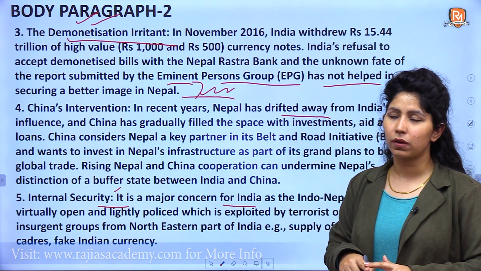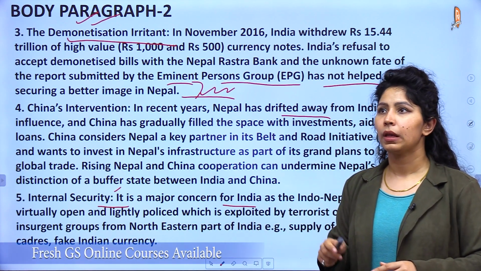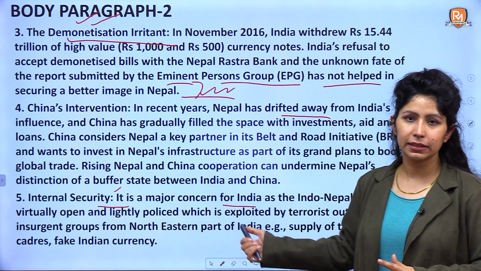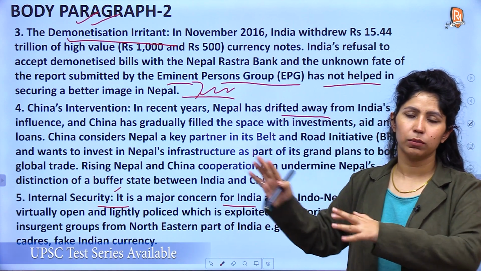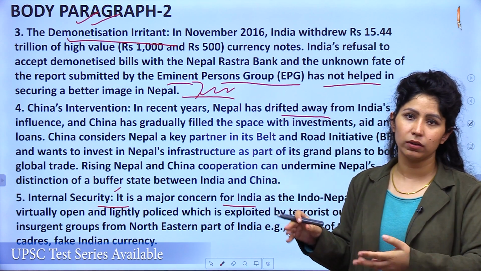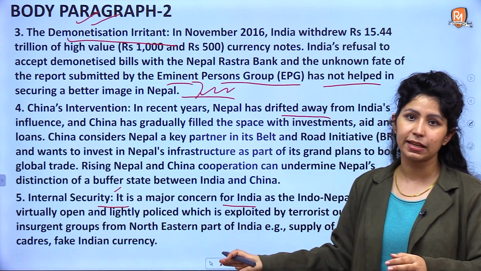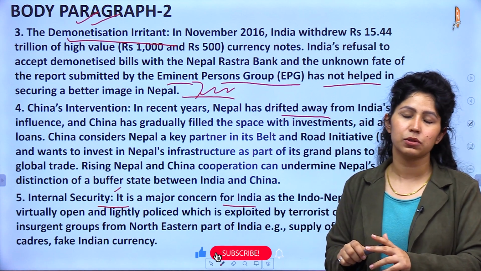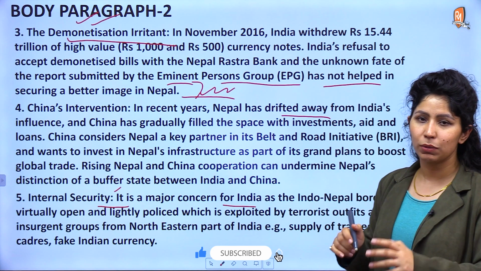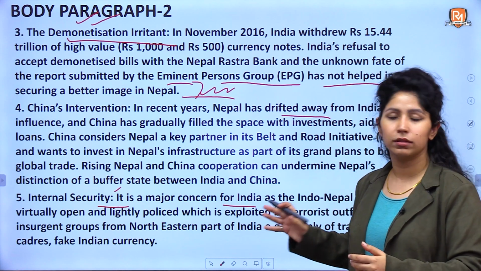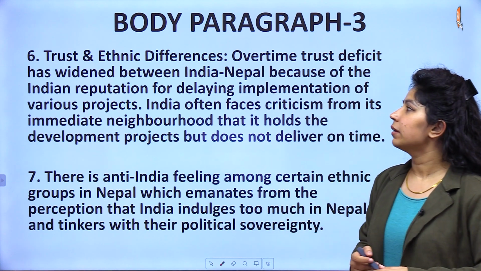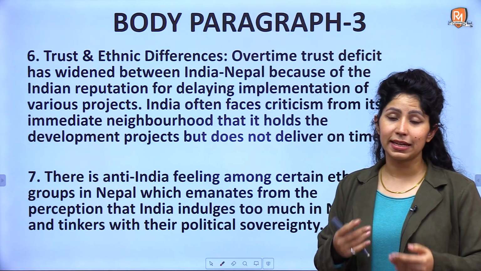Whenever you're talking about borders with Nepal, Pakistan, Bangladesh, and all borders in northeast India, fake Indian currency is a basic issue there. It is a very important issue. Smuggling, illegal arms trading, human trafficking, cattle trafficking, and fake Indian currency. Talk about these issues. Then there is lack of trust and ethnic differences.